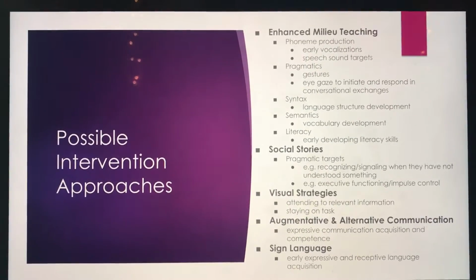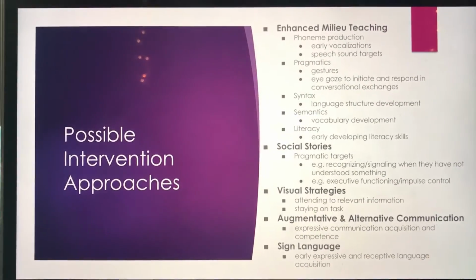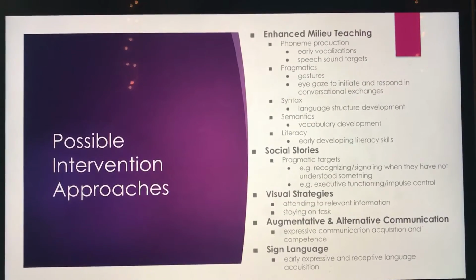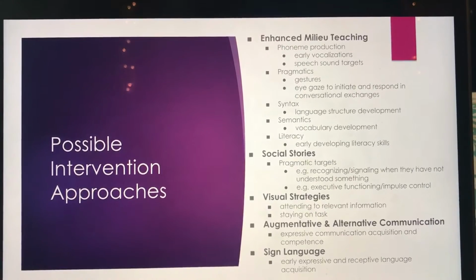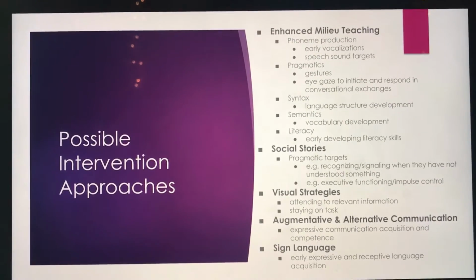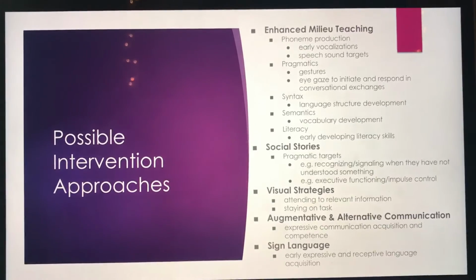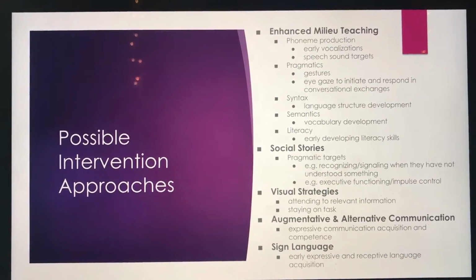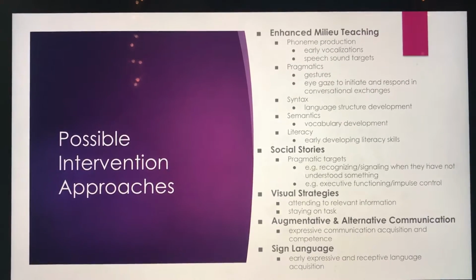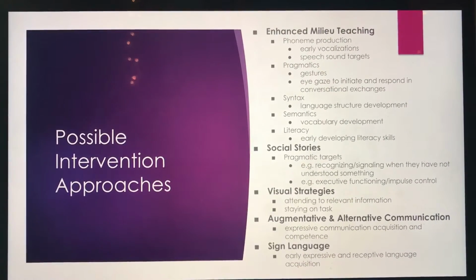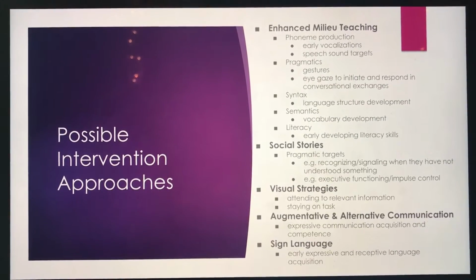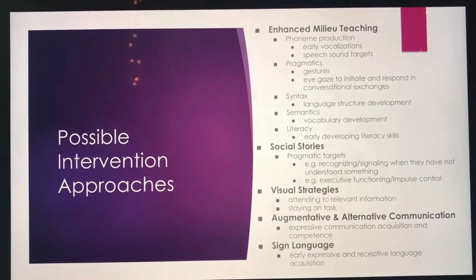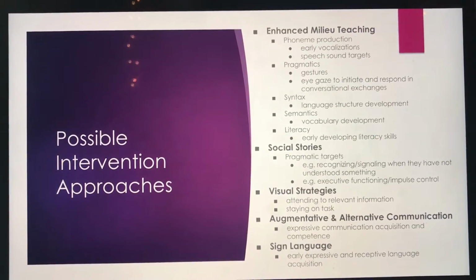And then social stories can help kids with Down syndrome to target pragmatics. So this can be recognizing and signaling when they have not understood something. A lot of kids with Down syndrome have difficulty finding and recognizing the important aspects of things like signaling when they have not understood something. So social stories can help them to recognize those signs. And also executive functioning and impulse control, which we'll get to later when we talk about our therapy approach.